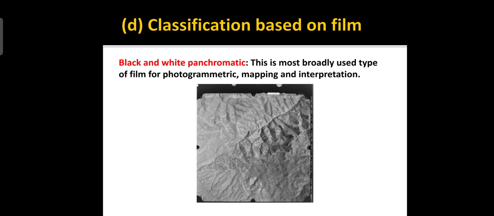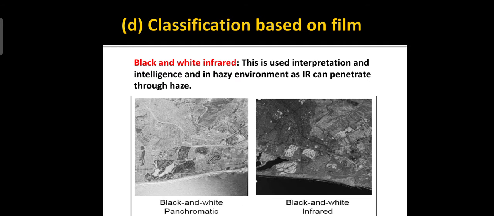Now classification based on the film used. The first one is black and white panchromatic. This is the most broadly used type of film, for photogrammetry and mapping interpretation. You can see how a black and white panchromatic image looks. Now black and white infrared. This is used in interpretation and intelligence and in hazy environments, as IR can penetrate through the haze. We can see the difference between black and white panchromatic and black and white infrared. In a hazy environment, we will have a better photograph if we use IR photography.